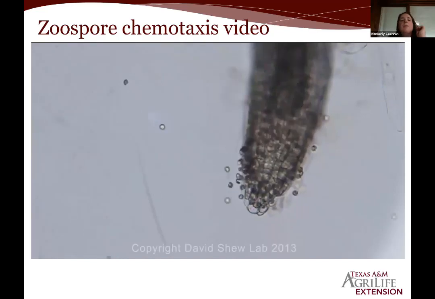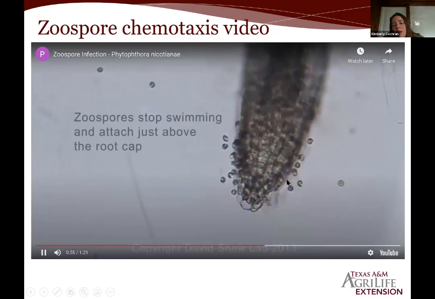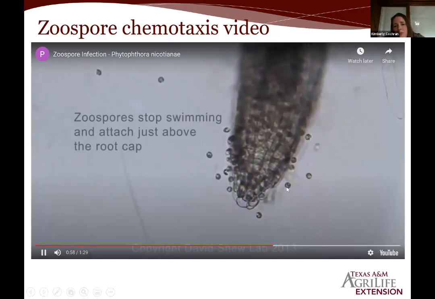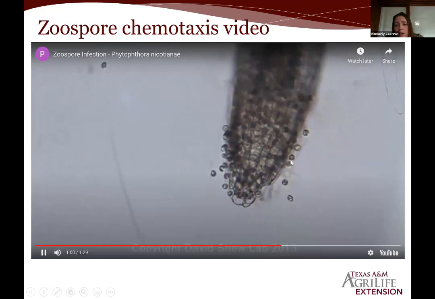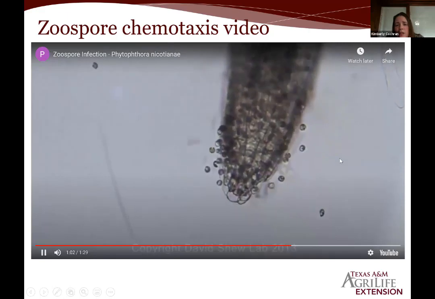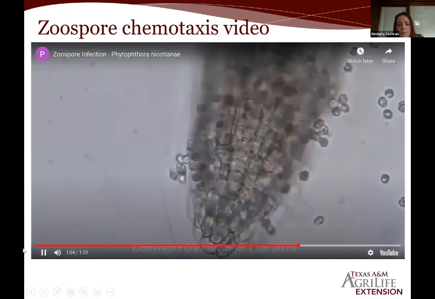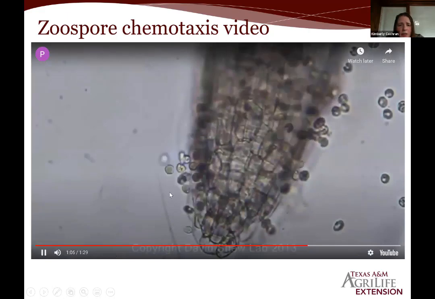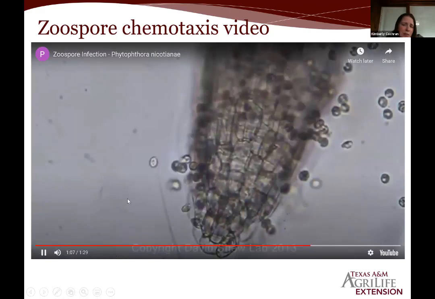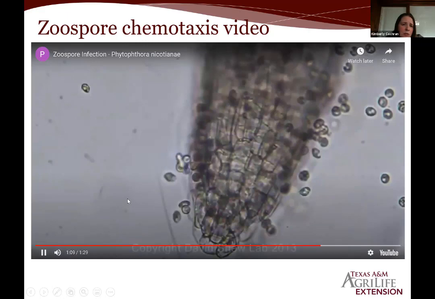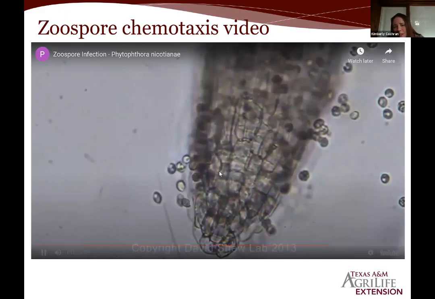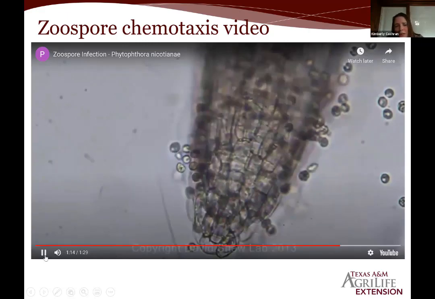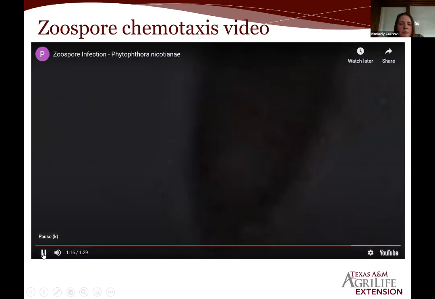And then they start behaving more like a fungus again. So they'll act like a spore and start germinating a hyphae and penetrate down into the root and start colonizing it. So they're pretty unique in that they kind of act like an animal, hence the term zoospore, and then they revert back to acting more like a true fungus. So they're a little different.